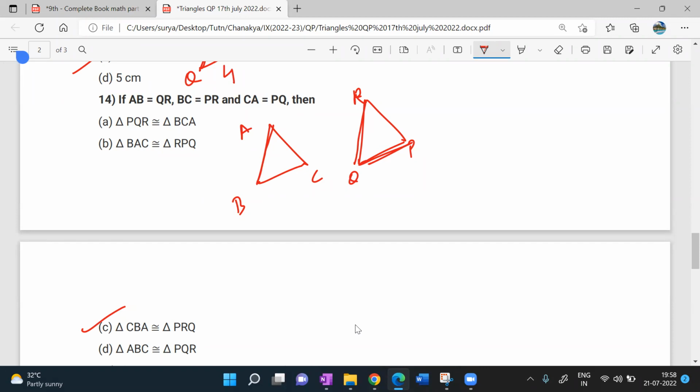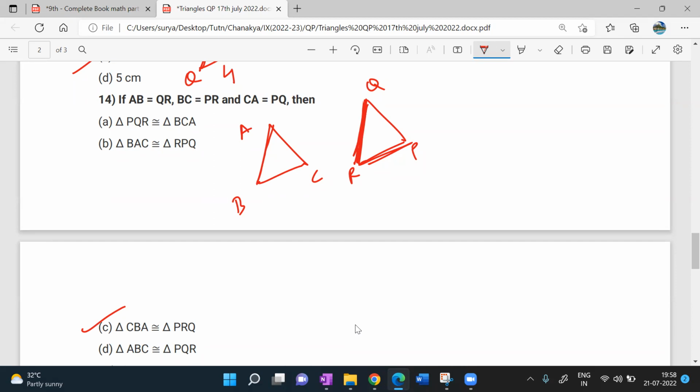AB is equal to QR. BC is equal to PR and angle C is equal to angle P. Correct only, sir. AB is equal to what? QR, right? BC is equal to PR. So it should be QRP, but if you inverse it, like CBA, it could be PRQ. Look at it here. AB is equal to what? PQ or not?